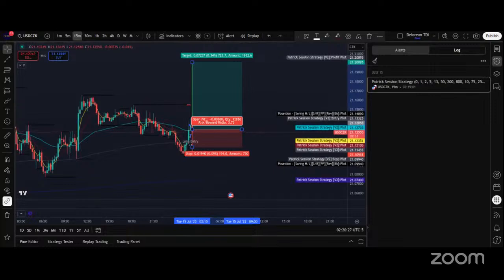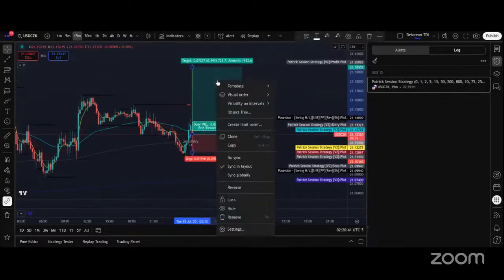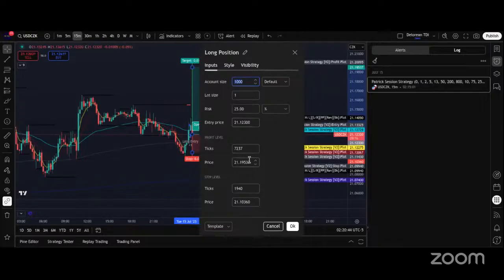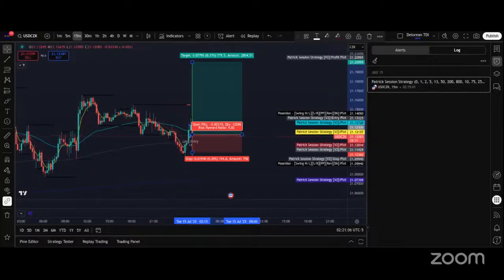That's going to be USD CZK. This is going to be a 15-minute confirmation market execution buy. It gave us a little bit of a better price, so let's go ahead and take those extra pips. Which brings our risk to reward ratio to 4.02. Target's going to be 21.20095. That's going to be for 780 pips.